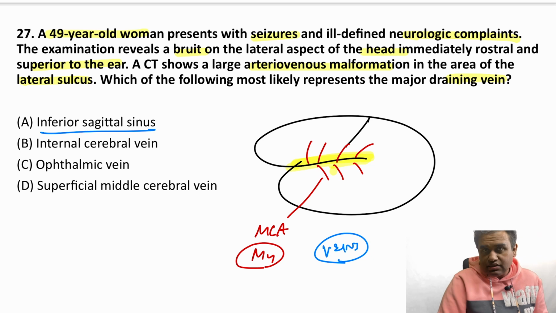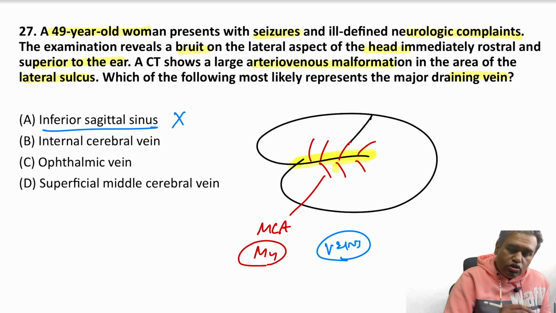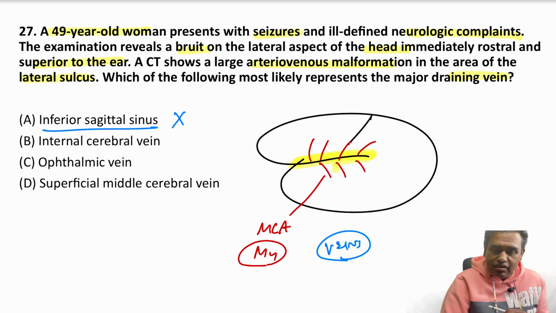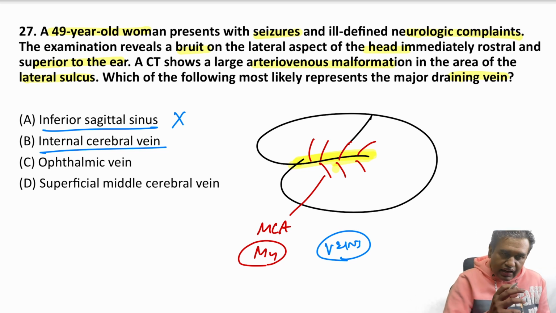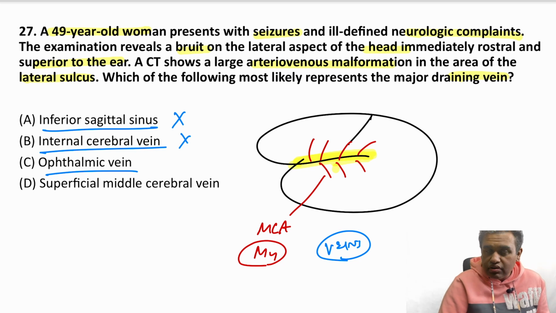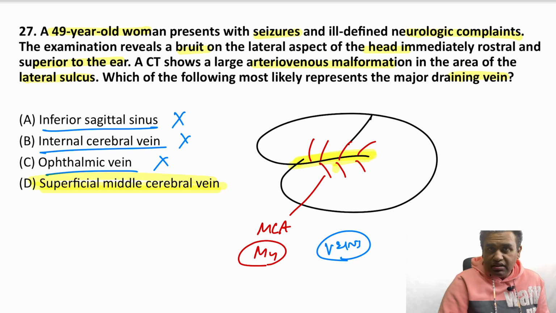Inferior sagittal sinus. It is actually an unpaired sinus, closer to the medial surface, so it can't be the answer over here. It is lateral. Internal cerebral, it is already saying I'm placed internally, right? So this internal cerebral vein drains the medial or the deeper parts of the brain, like the thalamus, and those areas, and they form the vein of Galen. Ophthalmic vein is what? It is draining the eyes, draining the areas of the orbit. Obviously without reading the option, we know the answer has to be this, and actually it is superficial middle cerebral vein.